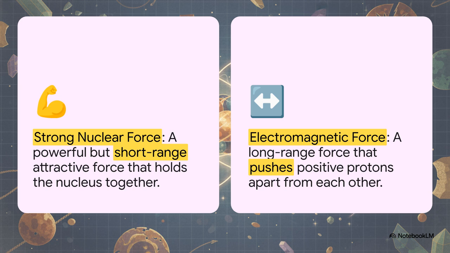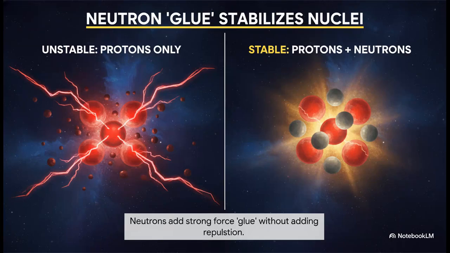You've got the electromagnetic force, which we're all familiar with, pushing those protons apart over long distances. But the strong force is ridiculously powerful, way more powerful, but it only works over incredibly short distances. Inside the tiny confines of the nucleus, it's more than strong enough to completely overpower that repulsion and hold the whole thing together. And this is where the neutrons come back into play. It finally explains their role.